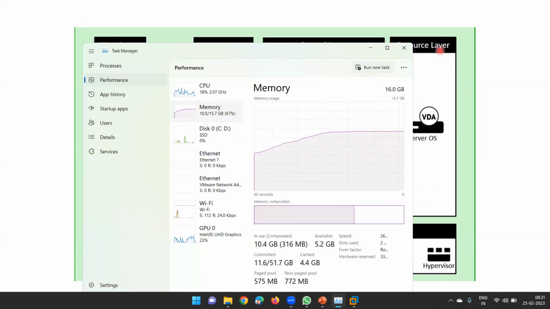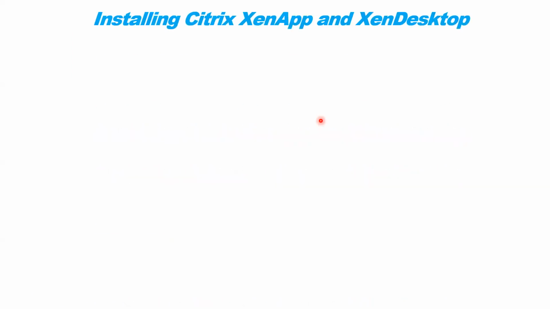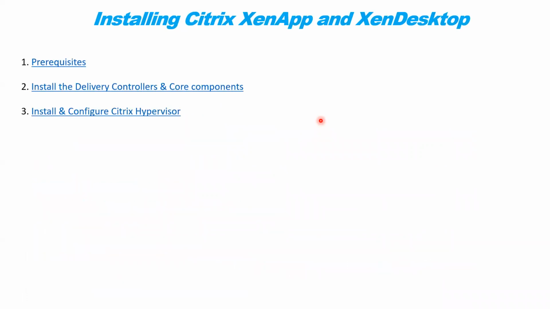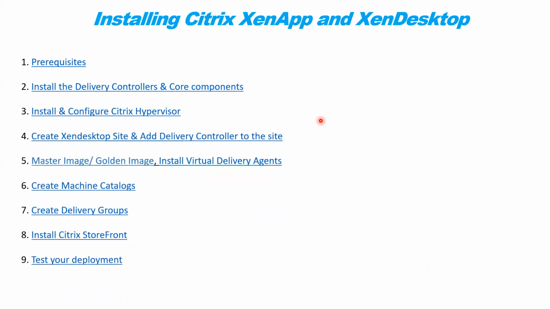Okay, sir. Now coming to the sessions, like how I will take the sessions and how things will work. So what I did, I have categorized the things into 10 lectures. The first lecture is prerequisites and introduction, which we are covering right now. In this session, we will discuss what the prerequisites are. Okay. From the second lecture onwards, every lecture will be with practicals only. In the second one, we will learn how to install and configure the delivery controller and core components. In the third lecture, we will learn how to install and configure the hypervisor.